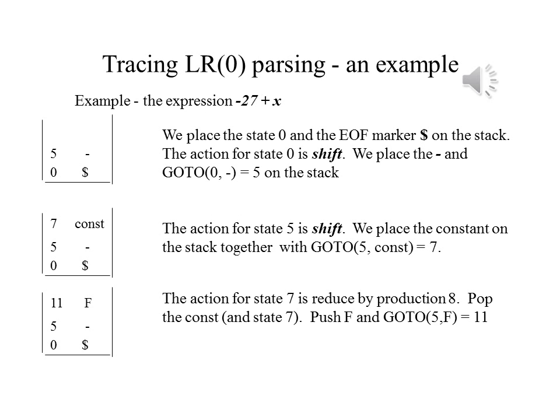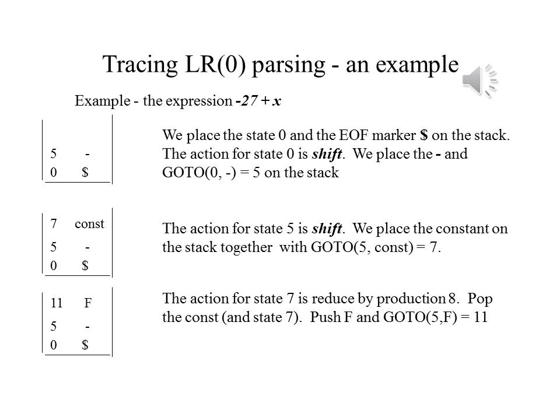Let's start with the expression minus 27 plus x. We have 5 tokens: minus, constant, plus, x, and end of file. We start by placing end of file and state 0 on the stack. The action for state 0 is shift.